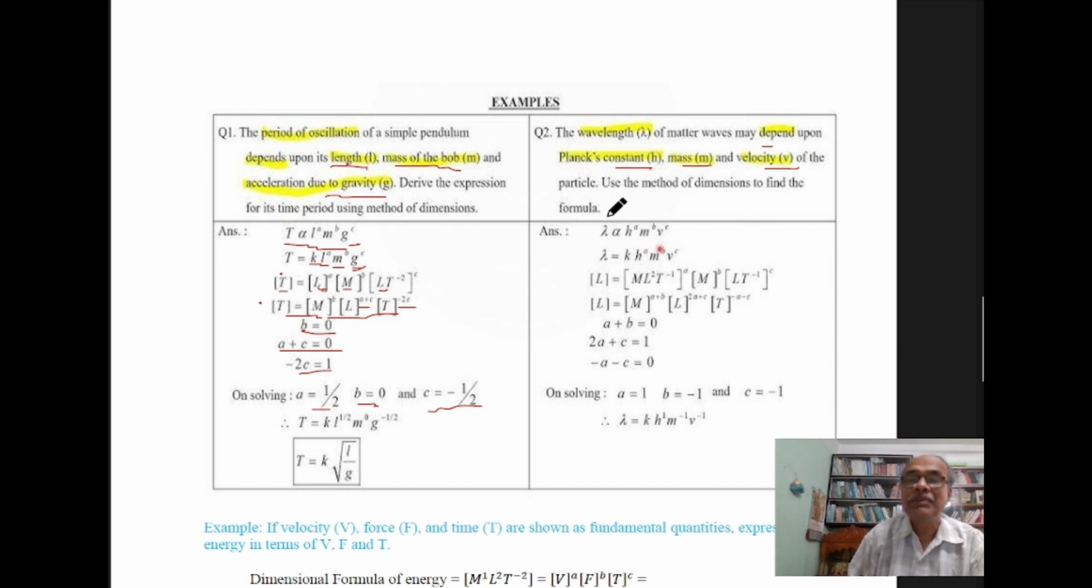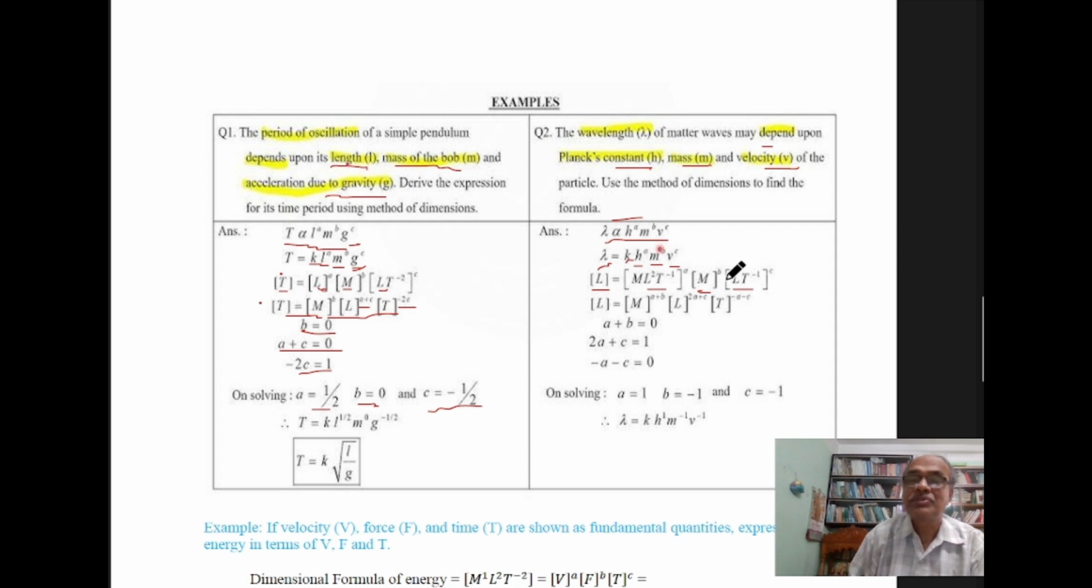Similarly, another example: the wavelength of matter waves depends on Planck's constant, mass and velocity. Using dimensions, find the formula. Here we take a simple relation: whatever the variables are, raise them to the power a, b, c. Lambda is wavelength, so its dimension is L. The dimension of k is a dimensionless constant. The dimension of Planck's constant is M L square T to the power minus 1, the dimension of mass is M, and the velocity dimension is L T to the power minus 1.